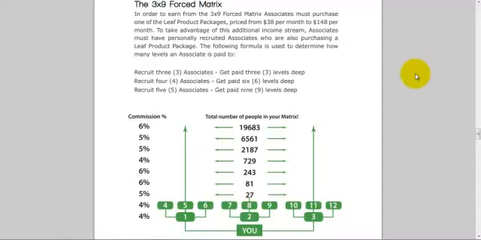In order to qualify to earn from the 3x9 force matrix, you must have 3 personally recruited associates that are also purchasing monthly product packages in order to open up 3 levels. You must have 4 personally recruited to open up 6 levels and 5 personally recruited to open up 9 levels.